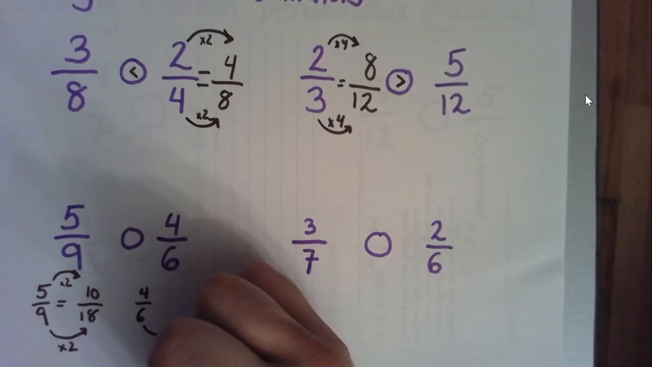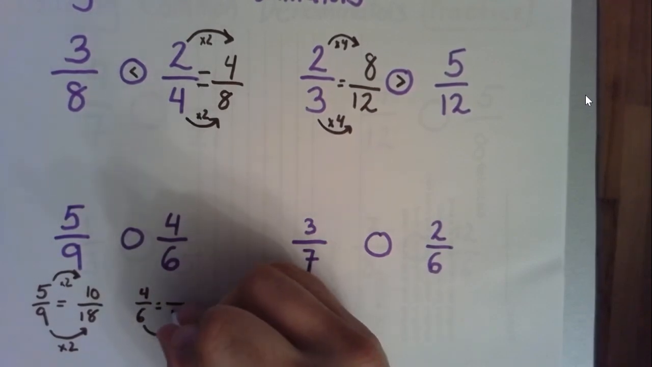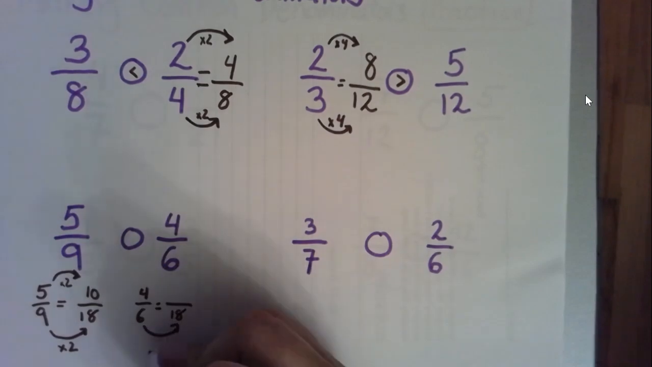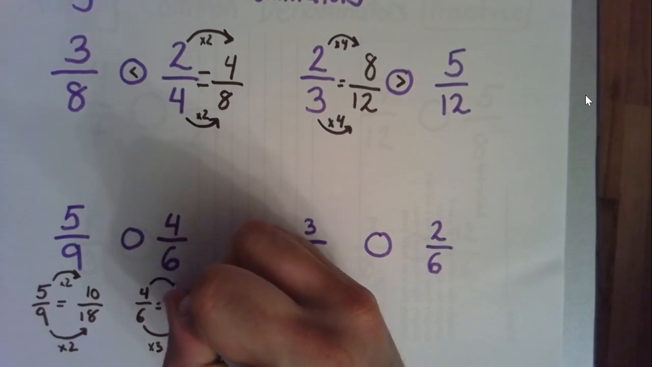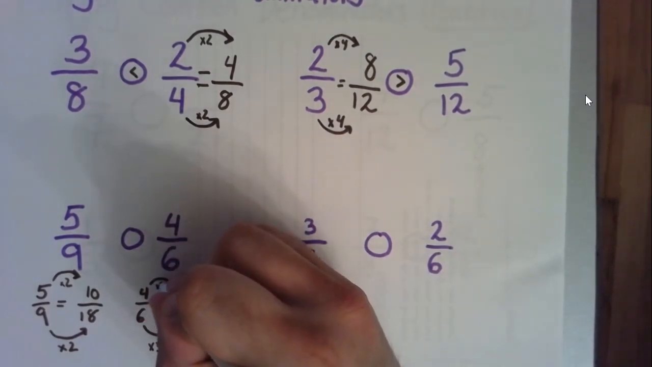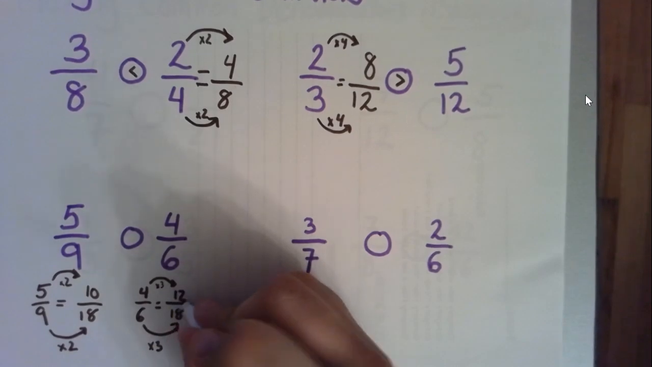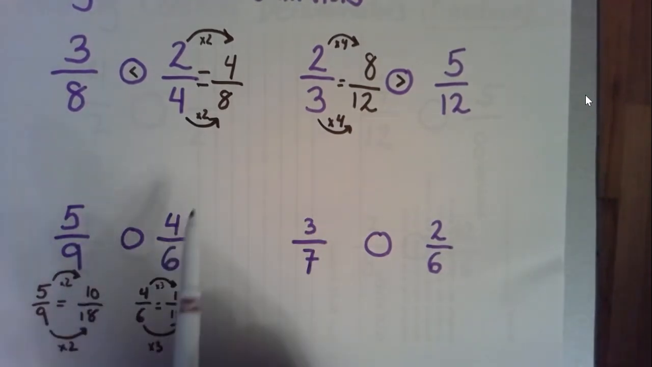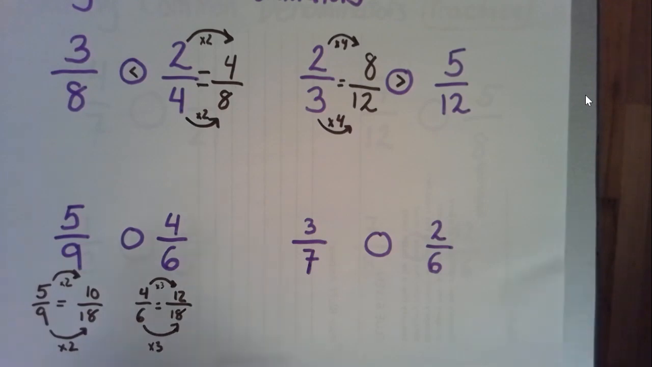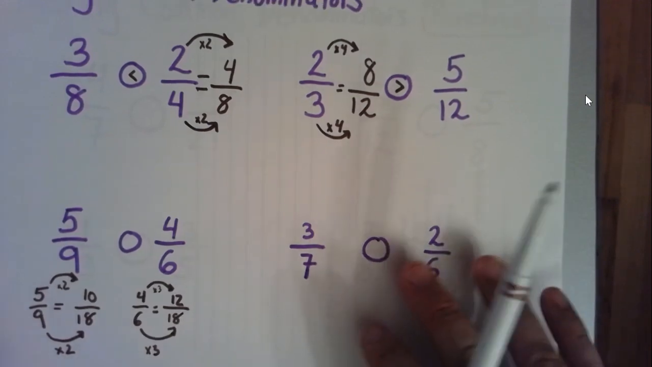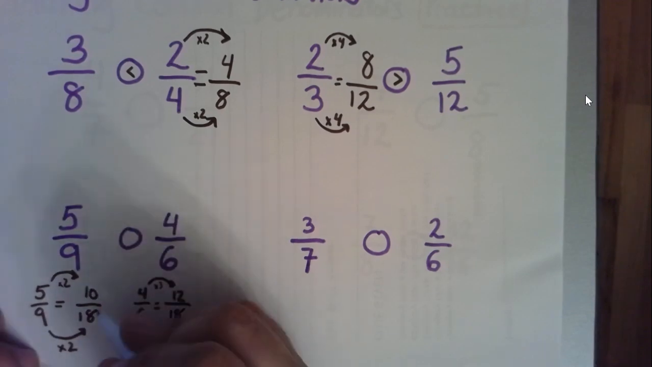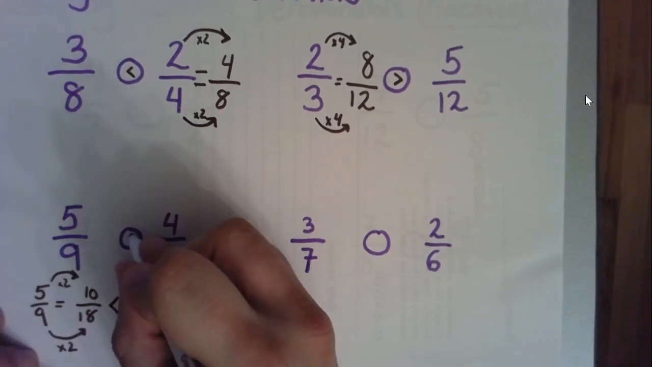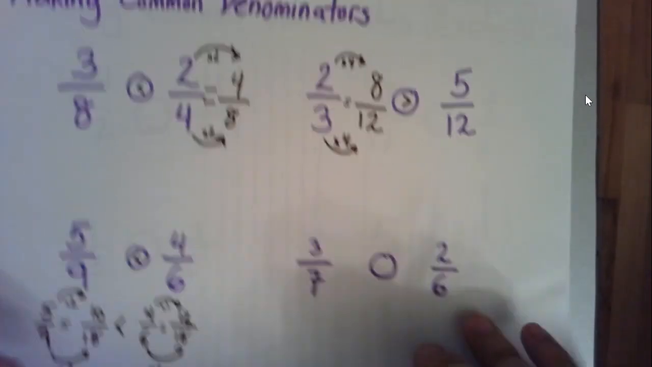4/6. Can I turn 4/6 into something equivalent out of 18? Well, I know that 6 times 3 equals 18. So this should work. What I do to the bottom, I've got to do to the top. 4 times 3 equals 12. So while before 5/9 compared to 4/6 was pretty tricky, 10/18 compared to 12/18, I can work with that. I can handle that. And so I know that 12/18 is larger, 10/18 is less. So I'm going to say 5/9 is less than 4/6.